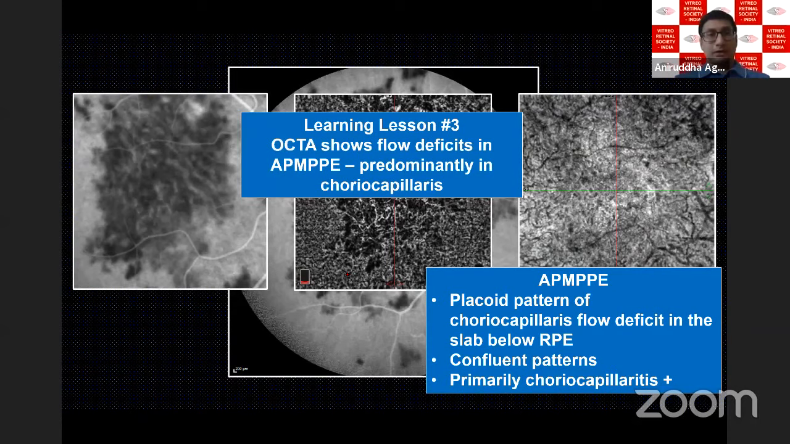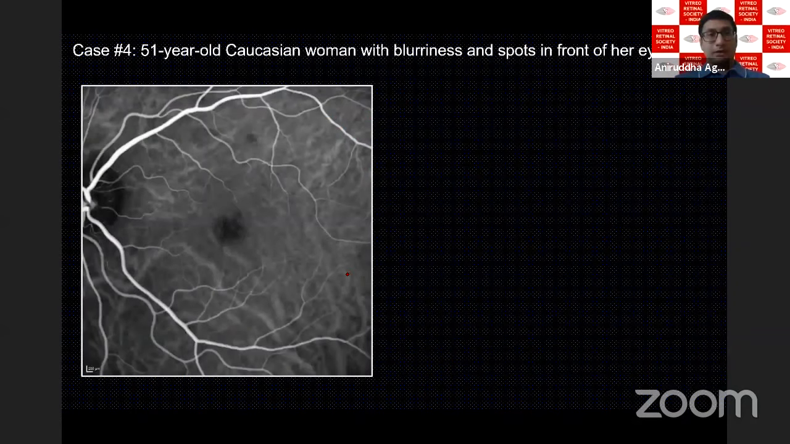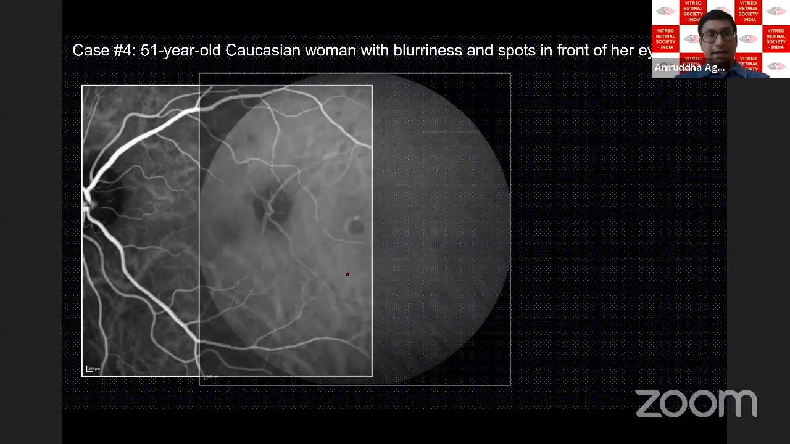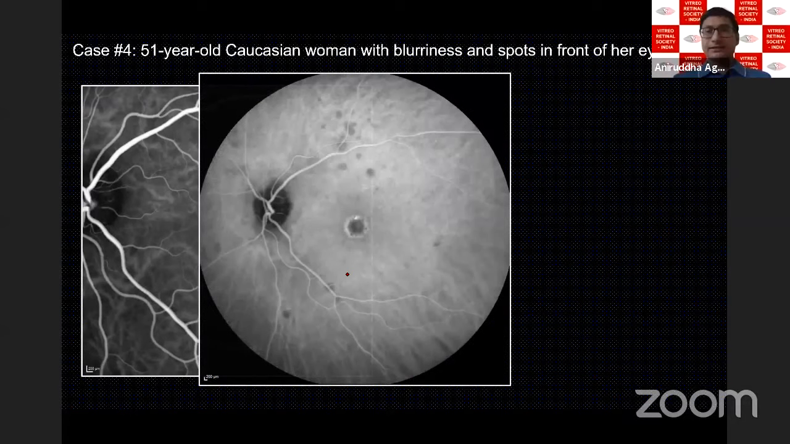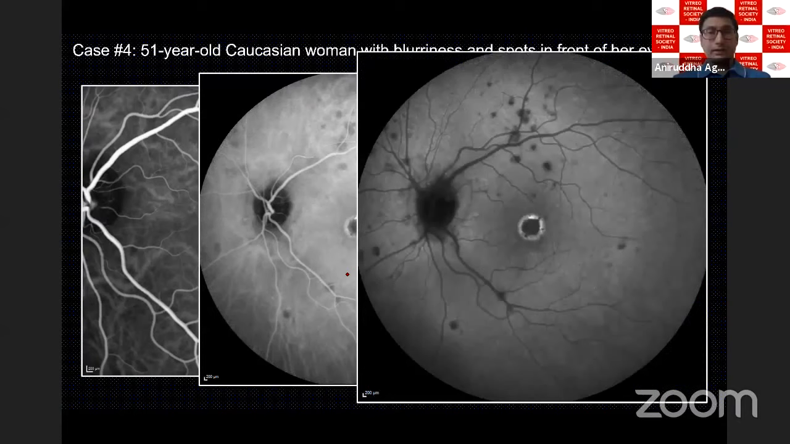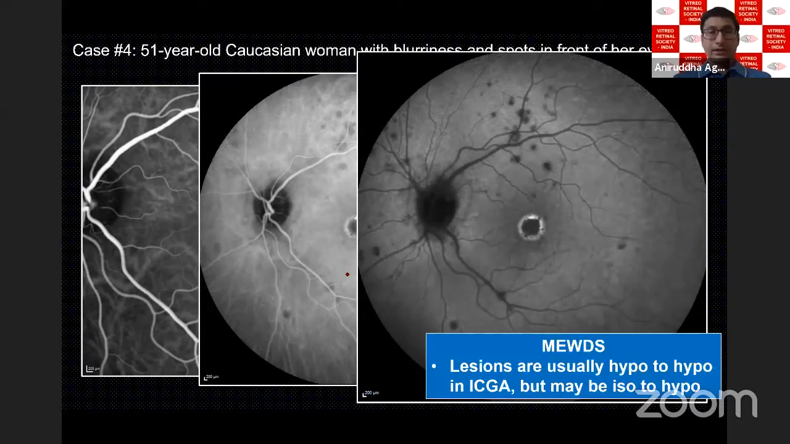Again, this is another patient, 51-year-old Caucasian woman. This is the patient that I had seen during my fellowship in the US. This patient has complaints of blurriness and spots in front of the eye, and you can see these hypospots which are present in the left eye. This is a patient of MEWDS where the lesions are hypo to hypo, but they could be iso to hypo on ICG. The OCT appearance is actually very characteristic.